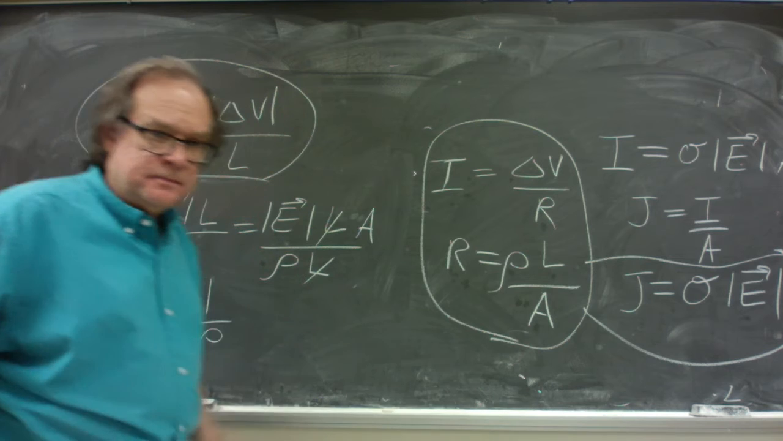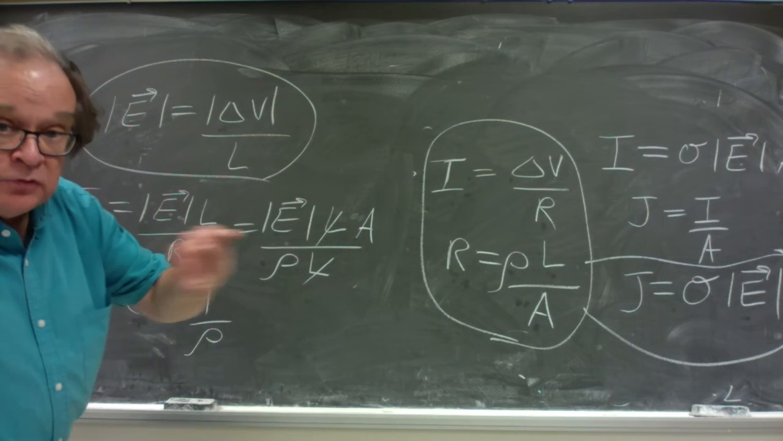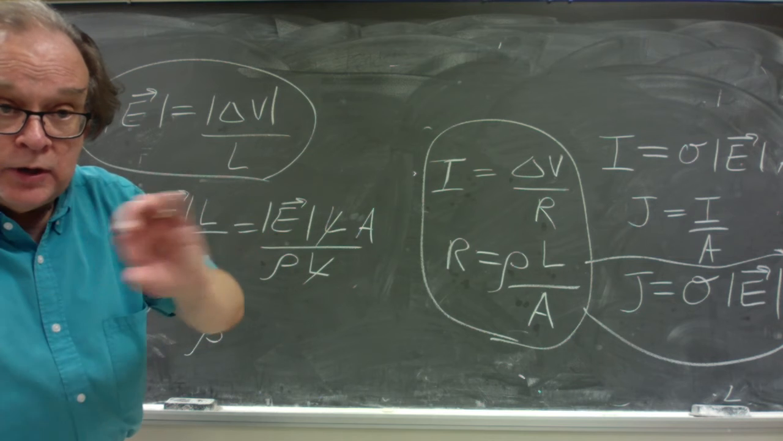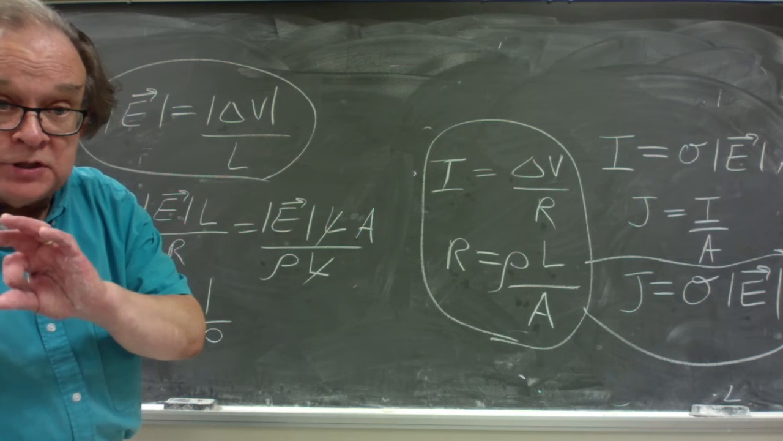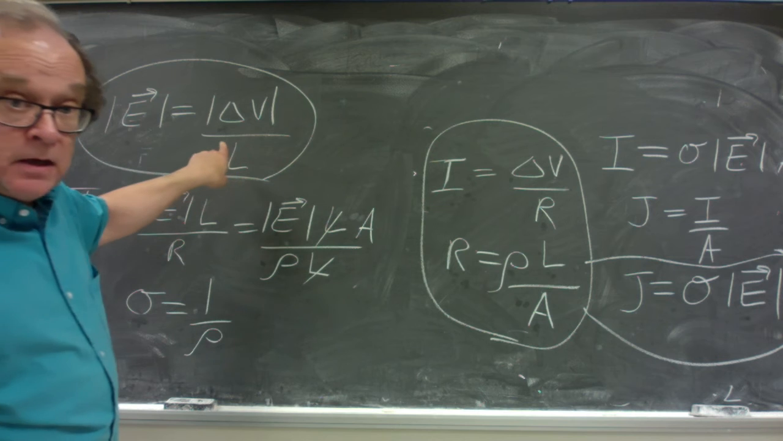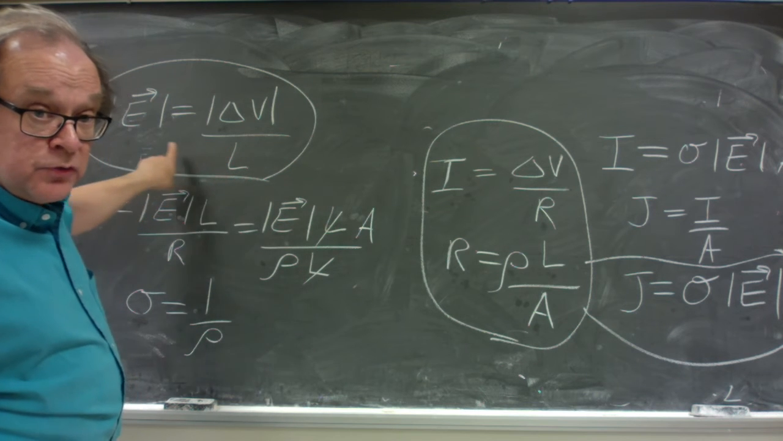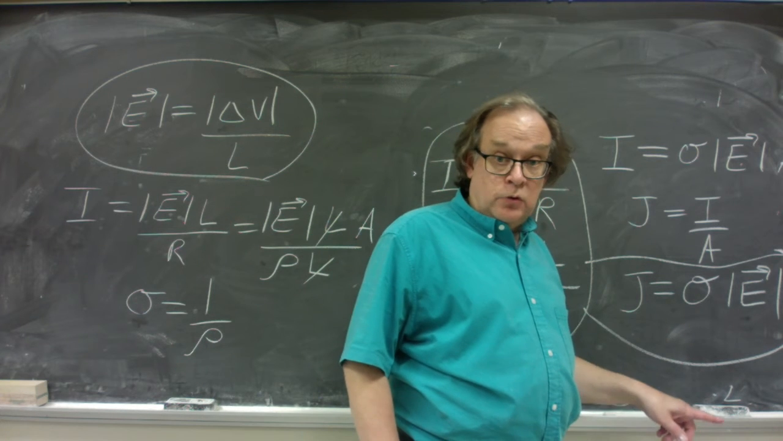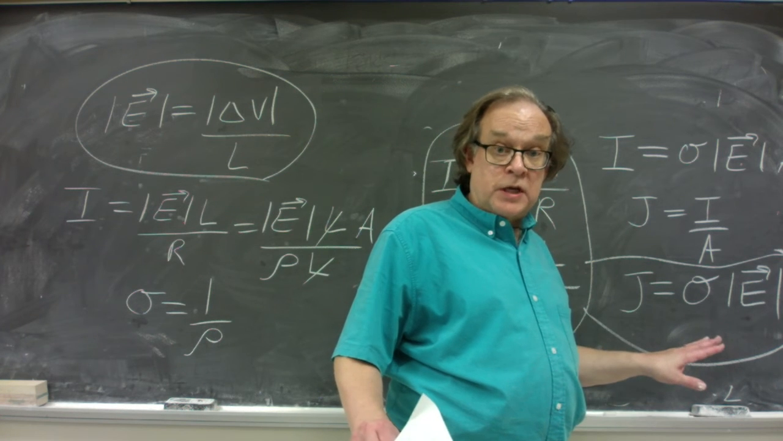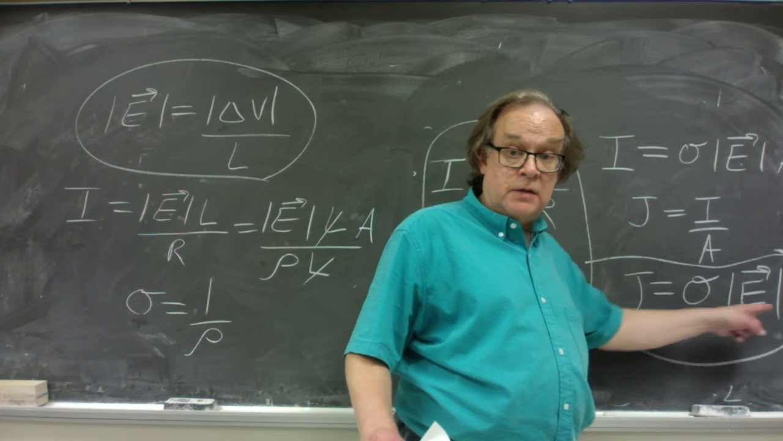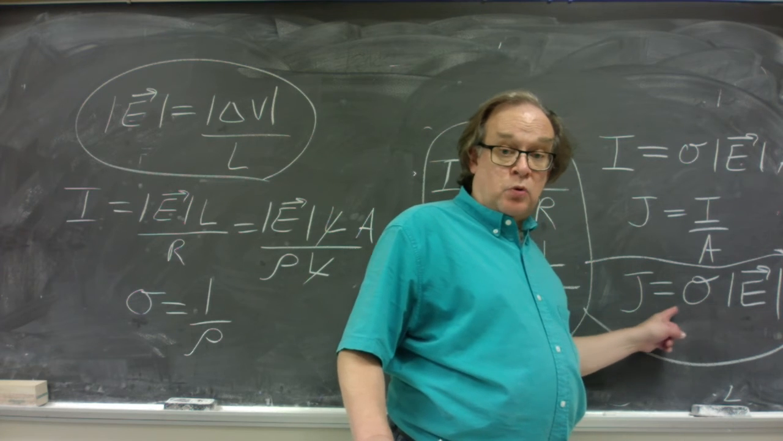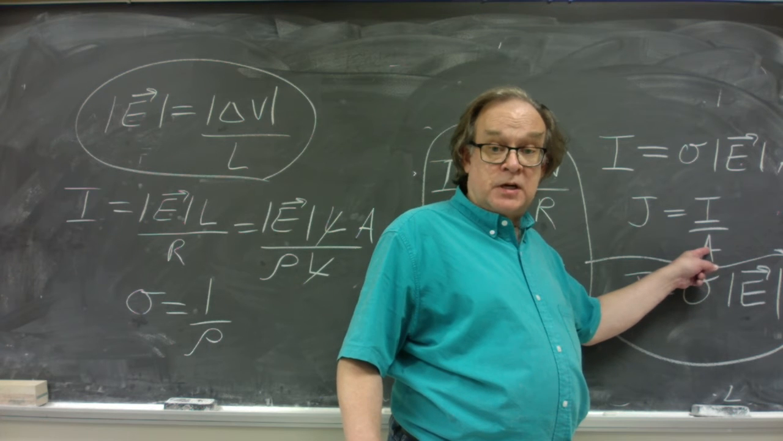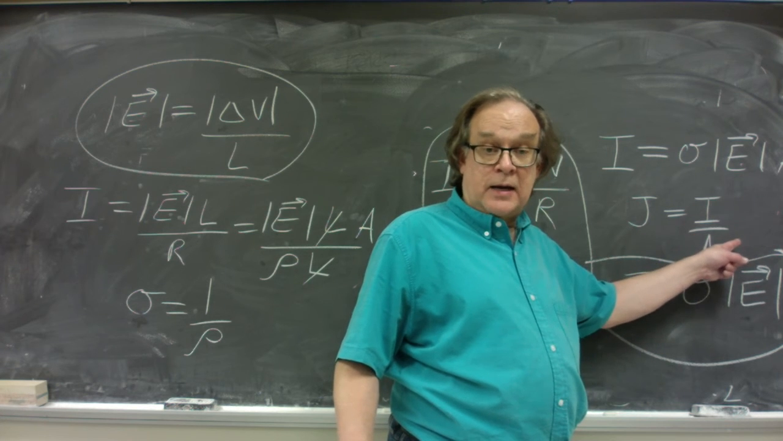And in fact, if you don't change the length or the area of this piece of wire, keep all those things constant, then this tells you that potential difference is proportional to field. And if you always use the same kind of material, so this is a constant, then electric field is proportional to J. And if you don't change the shape, this is a constant, so J is proportional to I.